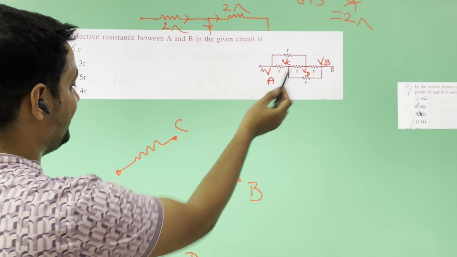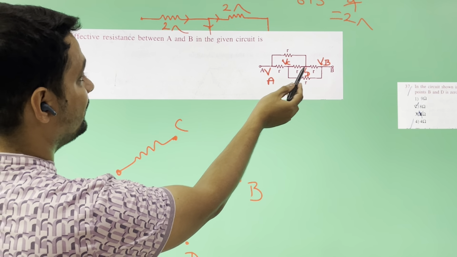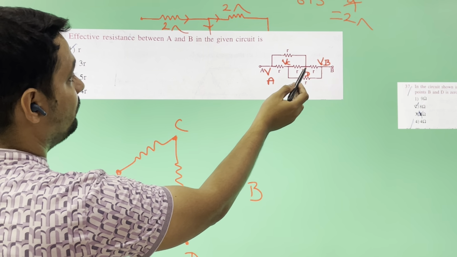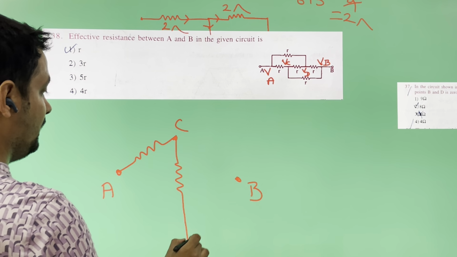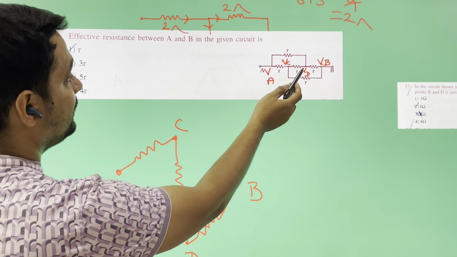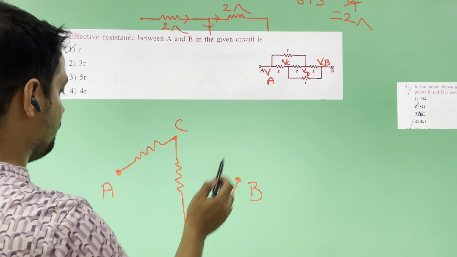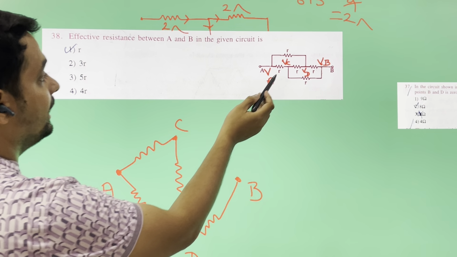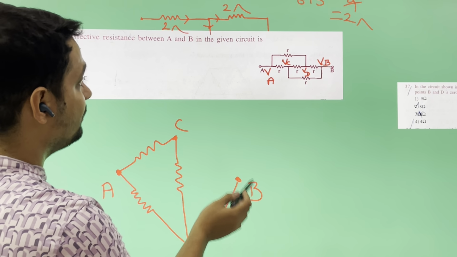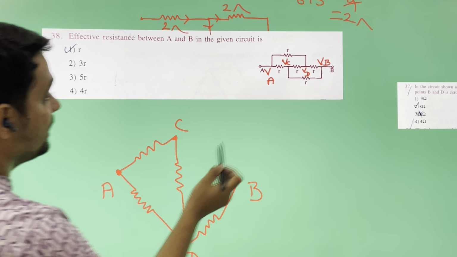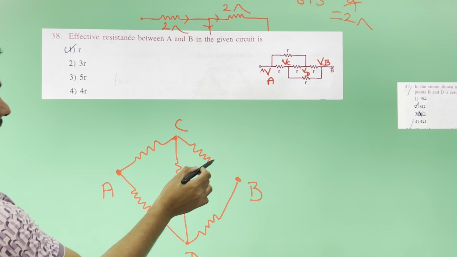Between C and D again one resistor is there. In the same way, between D and B another resistor is there. Between D and A another resistor is there. Between C and B, is there any resistor? Yes, this resistor is there. So we will write this one also.